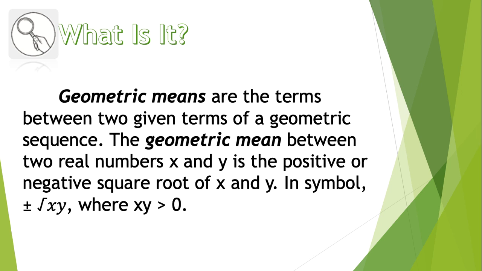Now, what do we mean by geometric means? These are the terms between two given terms of a geometric sequence. The geometric mean between two real numbers, x and y, is the positive or negative square root of x times y. It is represented with these symbols: plus, minus, square root of x times y, where the product of x and y is greater than 0.